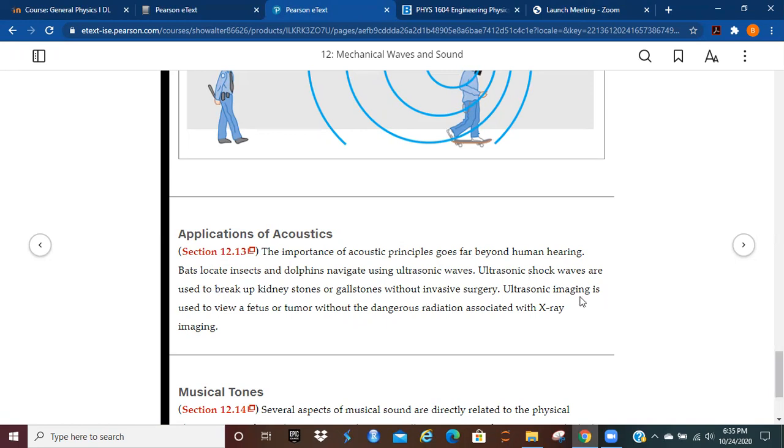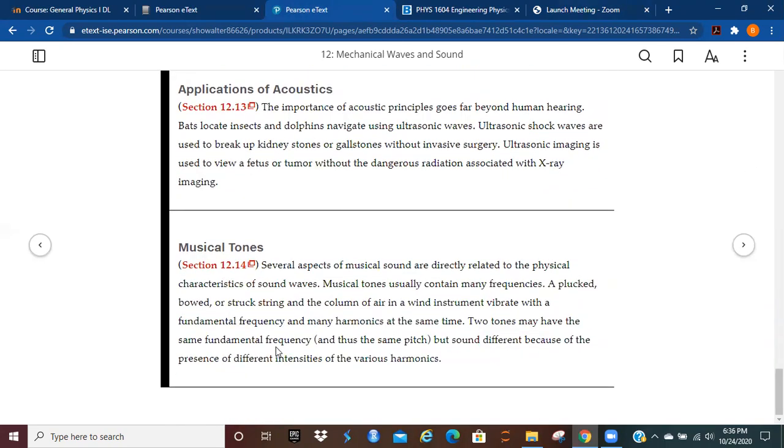The reason you would use ultrasonic imaging for a fetus is you don't want to use X-ray imaging, because if you start X-raying a growing fetus, you've got a lot of cell division going on in there, and X-rays will play havoc with that. You're going to cause the baby to maldevelop. They're not going to develop as they should, so you don't want to do that. Instead, ultrasound is the better way to go.